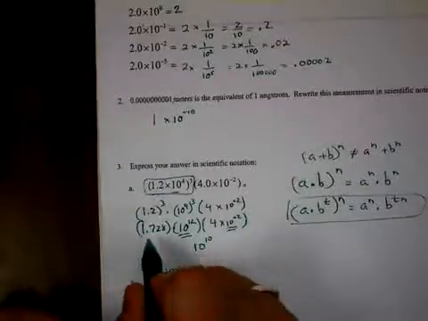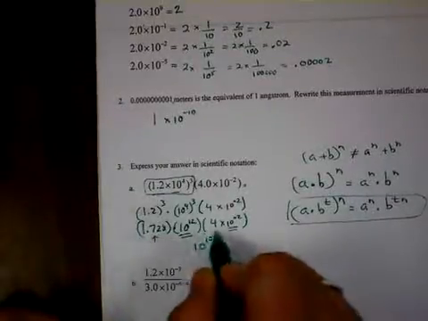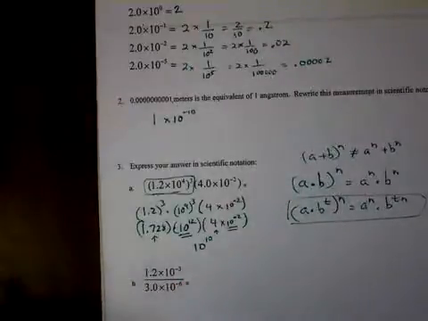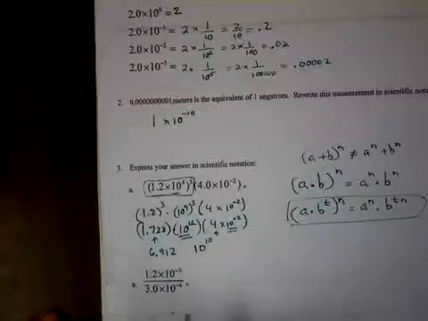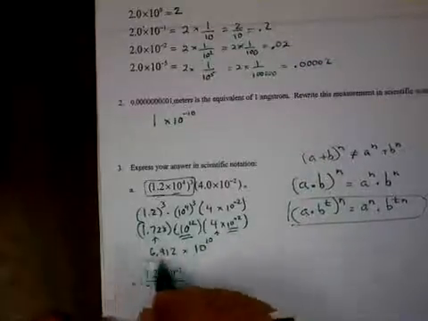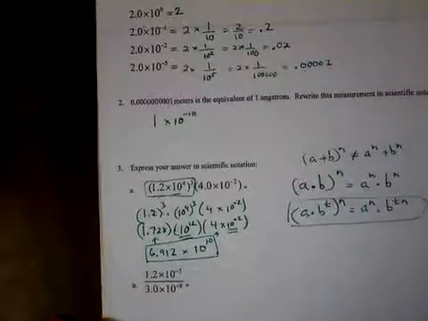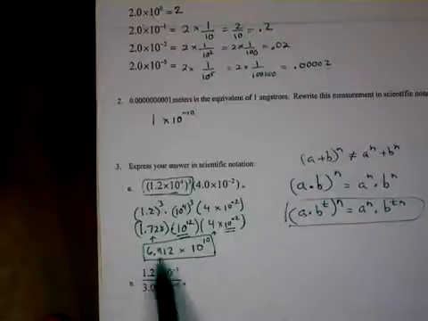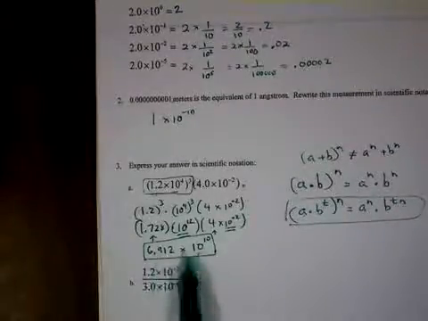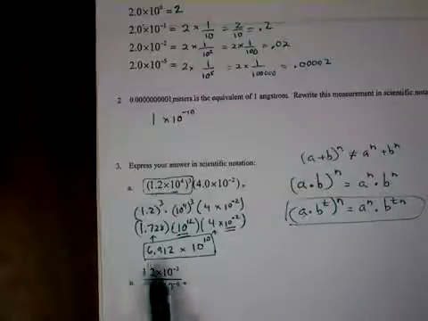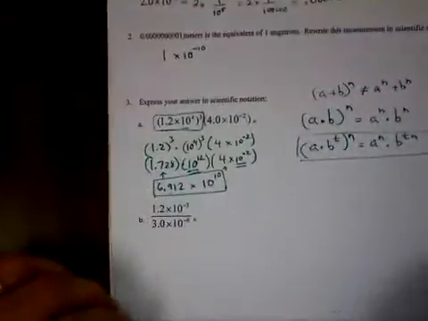And then what we have left is this 1.728 times 4. So in the calculator, that gives us 6.912 times 10 to the 10th. And that qualifies for scientific notation because in scientific notation, the first number must be between 1 and 10. And then you have times 10 raised to a power. So this works out perfectly for problem 3A.